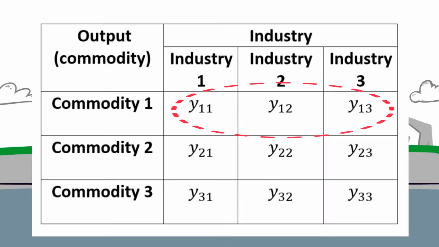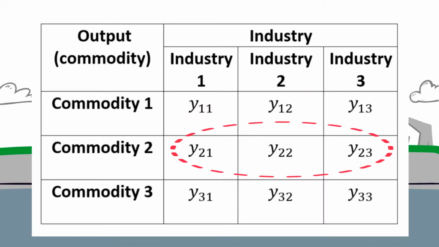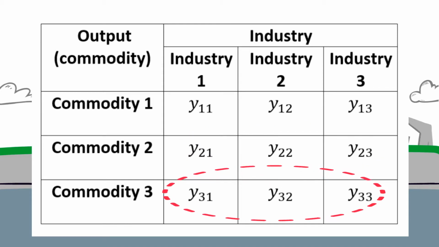Adding the entries of the first row gives the total output of the first commodity that will have to be produced, that will be used as intermediate input in the 3 industries. Similarly, adding the entries of the second row gives the total output of the second commodity to be produced that will be used as intermediate input in the 3 industries. And adding the entries of the third row gives the total output of the third commodity to be produced that will be used as intermediate input in the 3 industries.